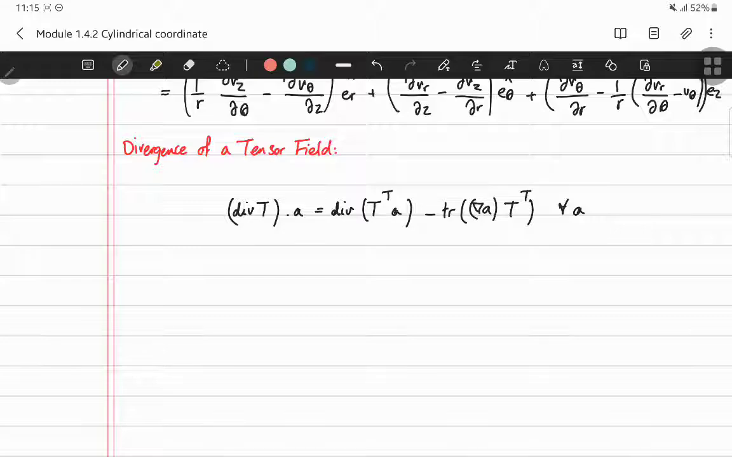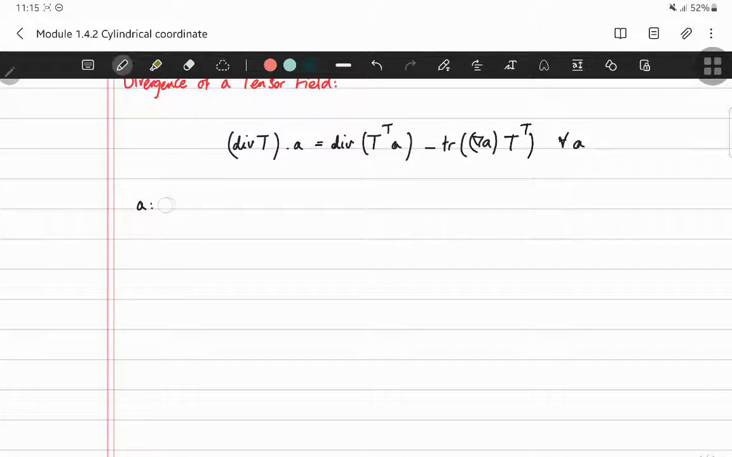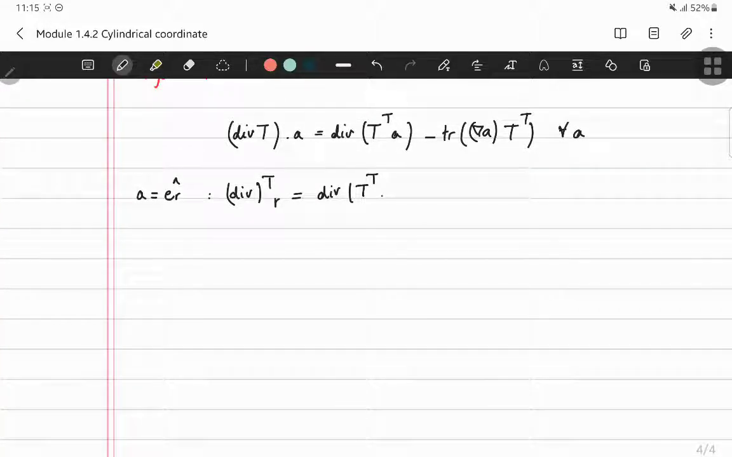So we have different components for divergence of T. We have divergence of T with respect to R, then the divergence of T with respect to theta, then the divergence of T with respect to Z. Because T is a second order tensor, the divergence actually lowers its order, so it becomes a vector. So we expect to have a vector here for the divergence of T. So let us first start with A equal to ER here. So we have the divergence of T, the R component, equal to the divergence of T transpose ER minus the trace of del ER T transpose.